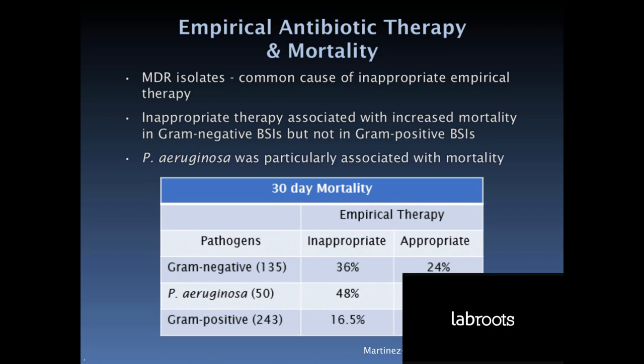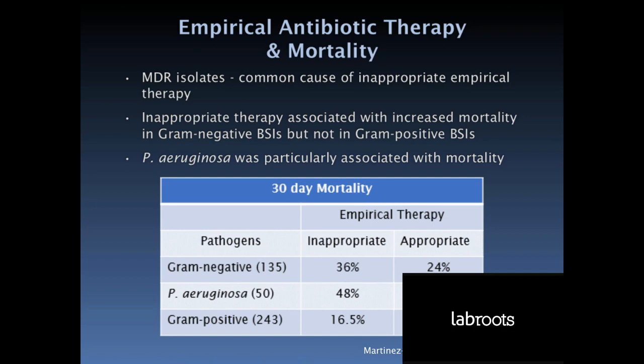When the study data are analysed for 30-day mortality, multi-drug resistance and the organism type were important. Inappropriate empirical therapy was associated with increased mortality in gram-negative bloodstream infections, but not so in gram-positive bloodstream infections. There were slightly more deaths with inappropriate therapy for gram-positives, but the difference was not significant. In contrast, inappropriate therapy was associated with greater mortality in gram-negative bloodstream infections, and especially in infections caused by Pseudomonas aeruginosa.